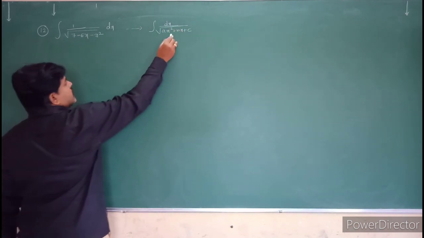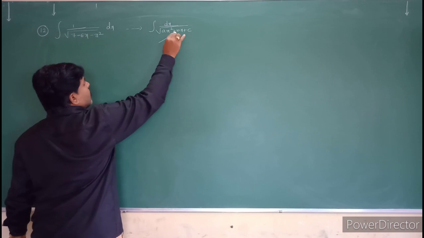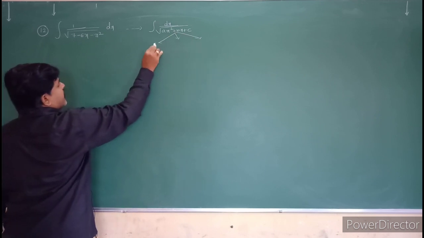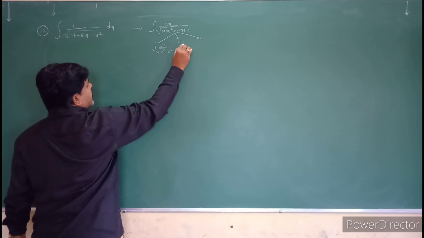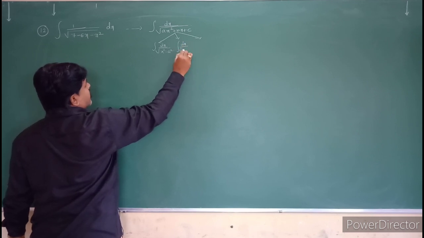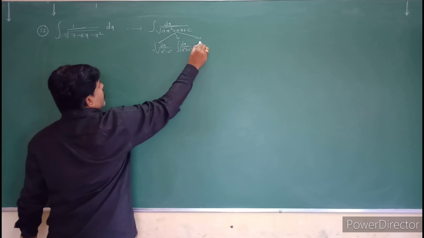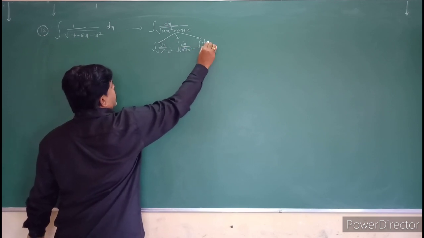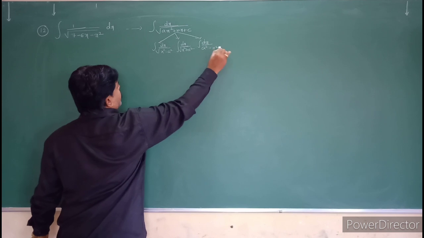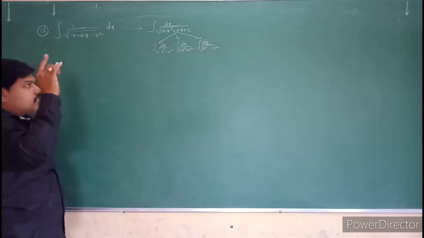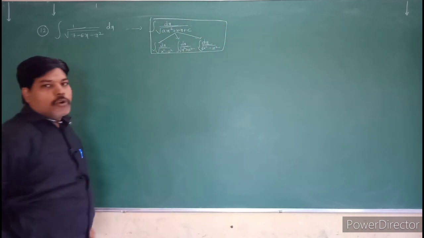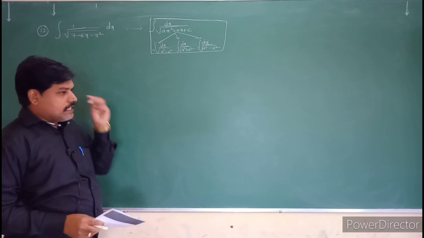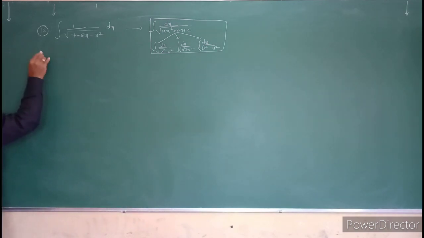So what I told is that this type of question you have to convert into any one model. What is that model, sir? Integral dx by root of x square minus a square, or integral dx by root of x square plus a square, or integral dx by root of a square minus x square. So you have to convert the given problem into any one of these three models. Okay, so how to convert that one? See the solution here, students.